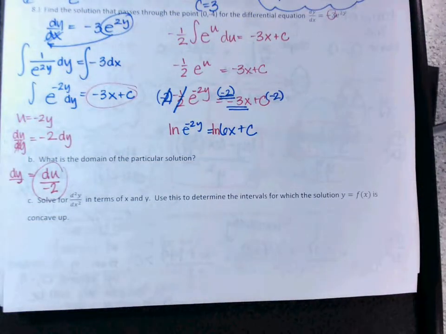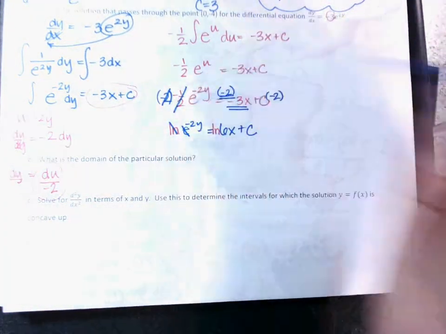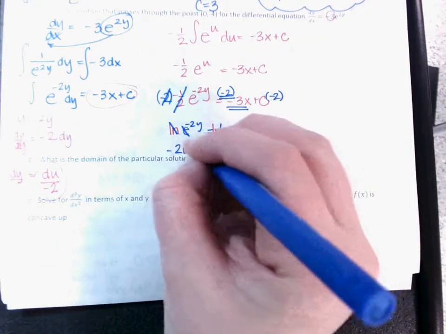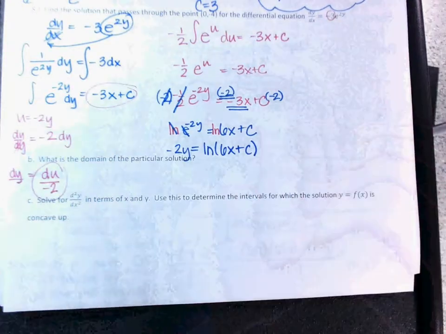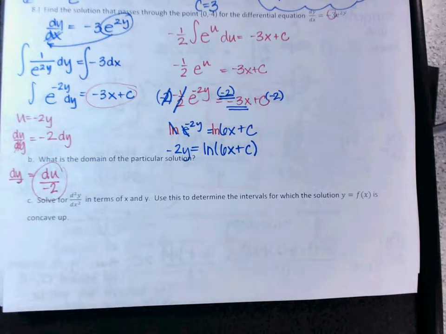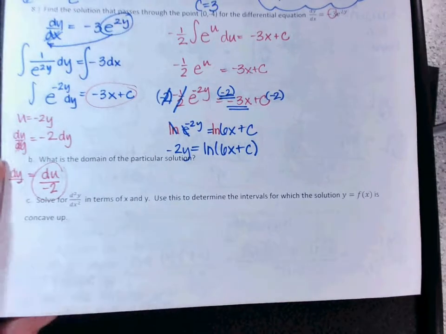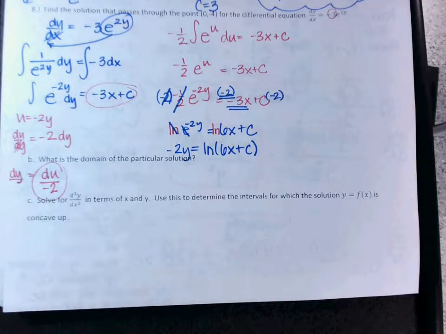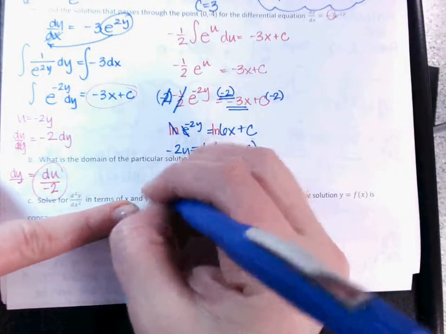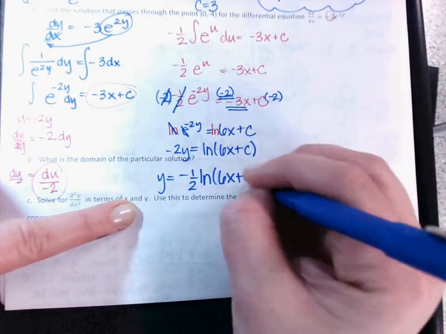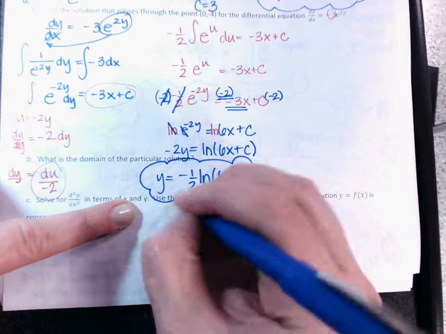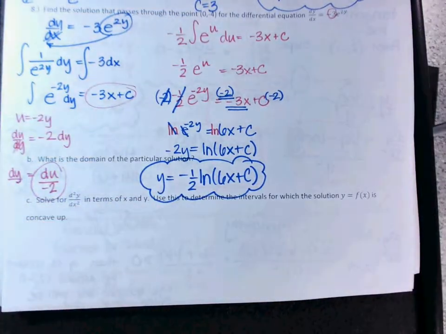So ln and e cross out. We're almost done. We have -2y equals the ln of 6x plus c. Now, it is important that you put those parentheses so that you remember that the c is inside the log. It's not separate, okay? From there, how do I get rid of the -2 in the front? I'm going to put a -1/2 on the other side. And then ln of 6x plus c. Okay, that is your general solution.